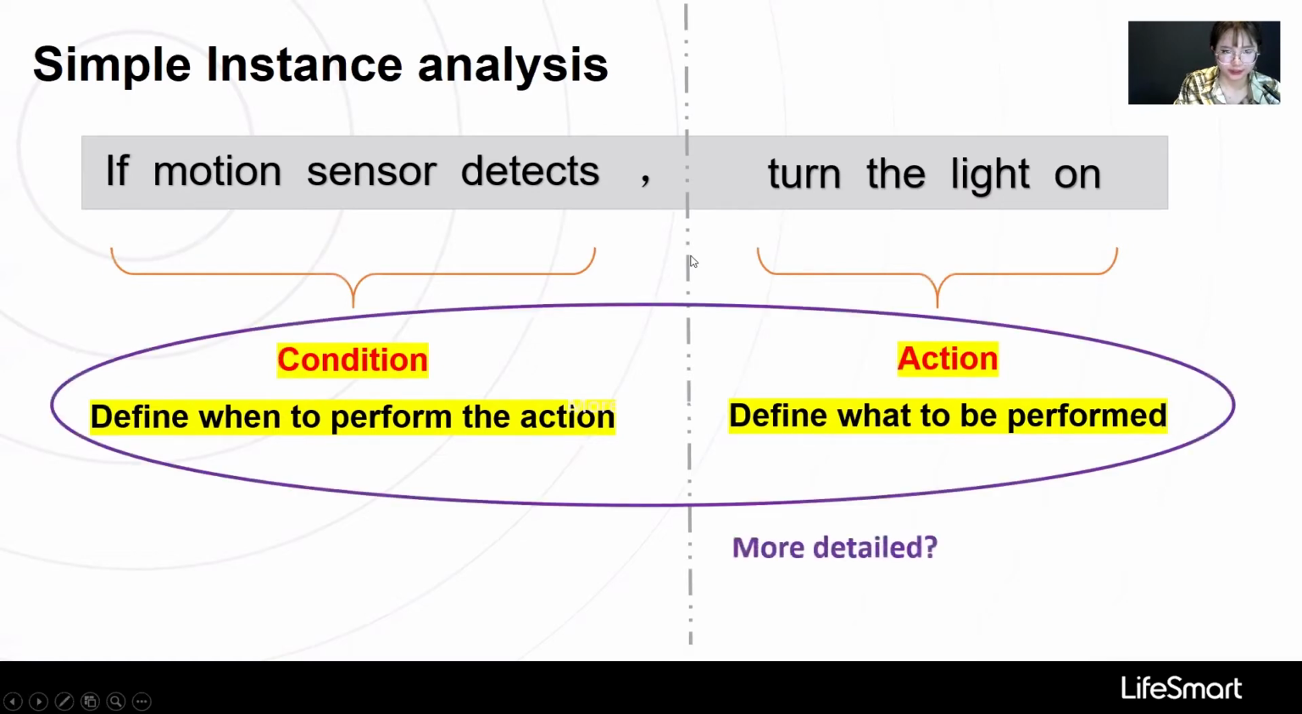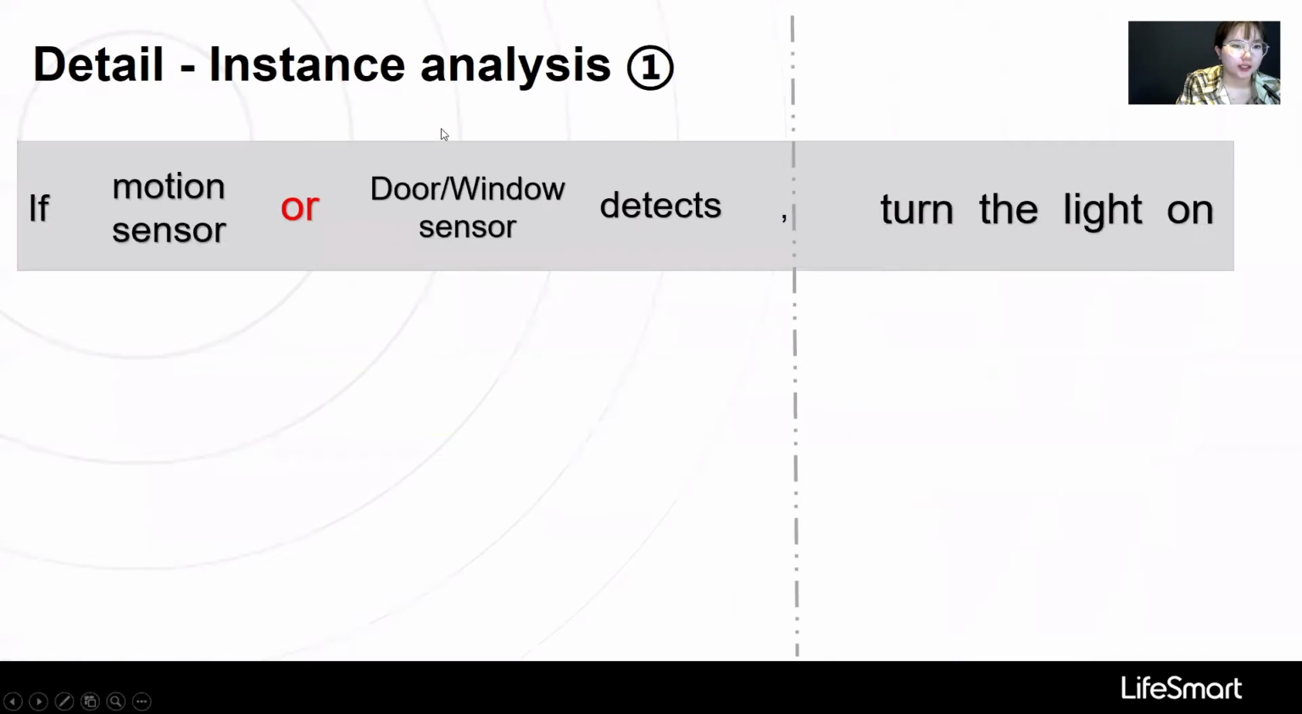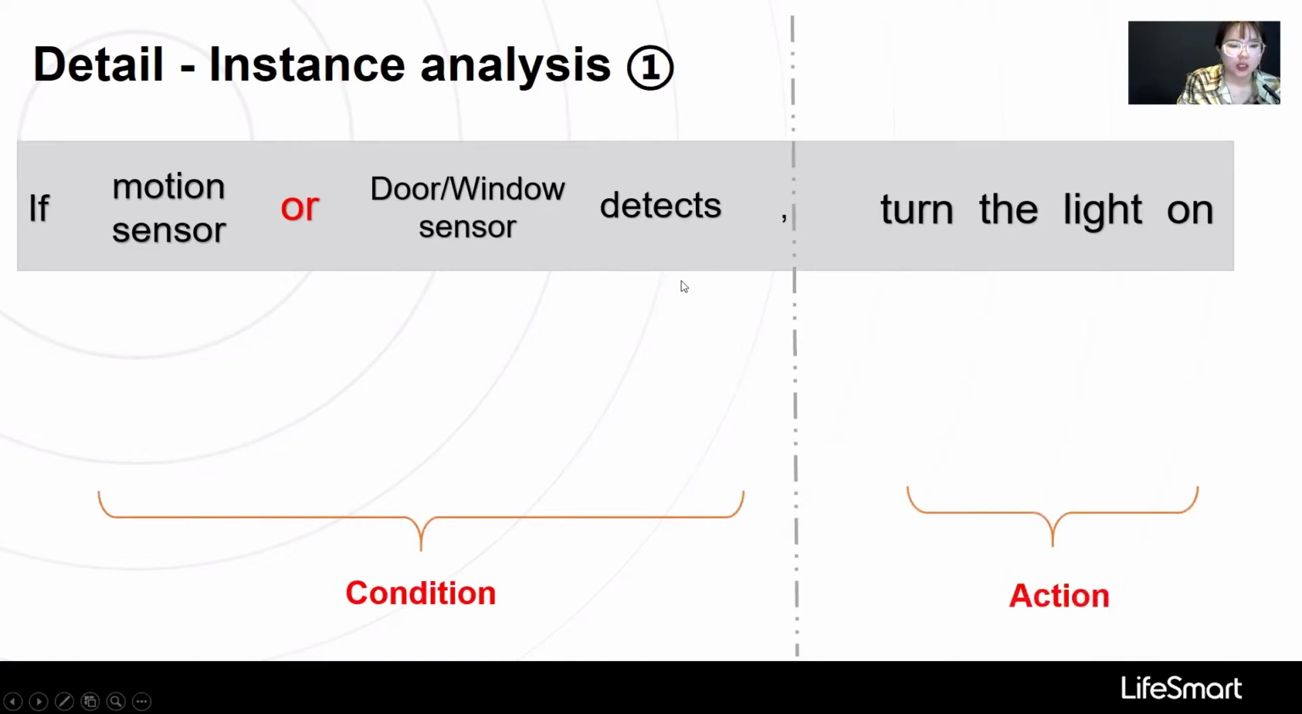What will we define in the condition and action? We define several blocks in condition and action. So let's see it in detail. First is an instance: if the motion sensor or door window sensor detects, turn the light on. Of course, this is the condition, and this is the action. In this condition, you can see there are actually two conditions: motion sensor detects or door window sensor detects.